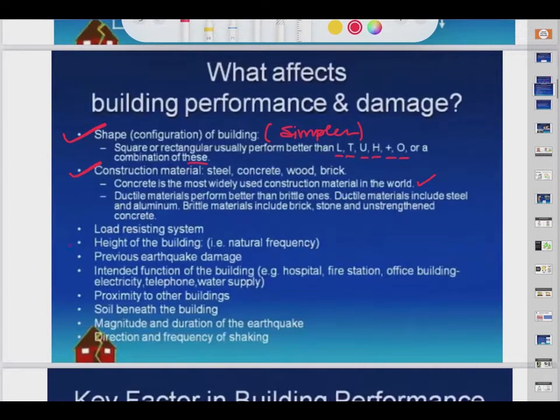So the height of the building also affects the performance, like as we have seen, the natural frequency is related to the height of the building, and previous earthquake damage in the history also affects. The intended function of the building, for which purpose the building has been constructed, that is also included. Some buildings are given more importance, that's why the importance factor, this I factor, is given to some buildings. And proximity to other buildings, that is adjacency.